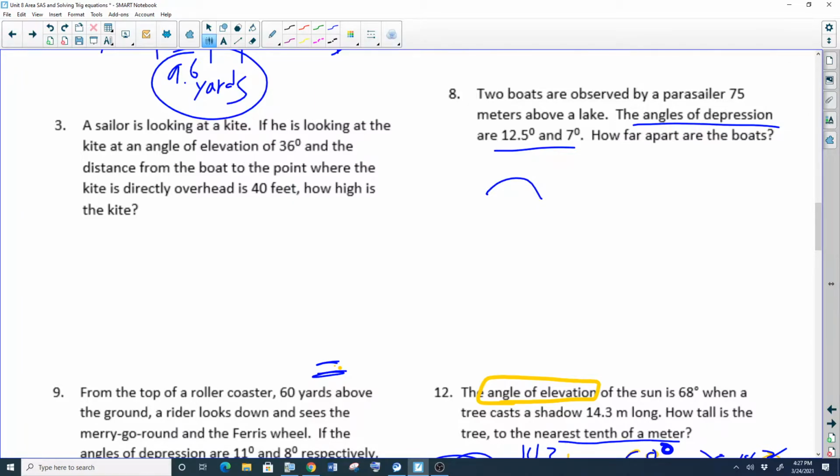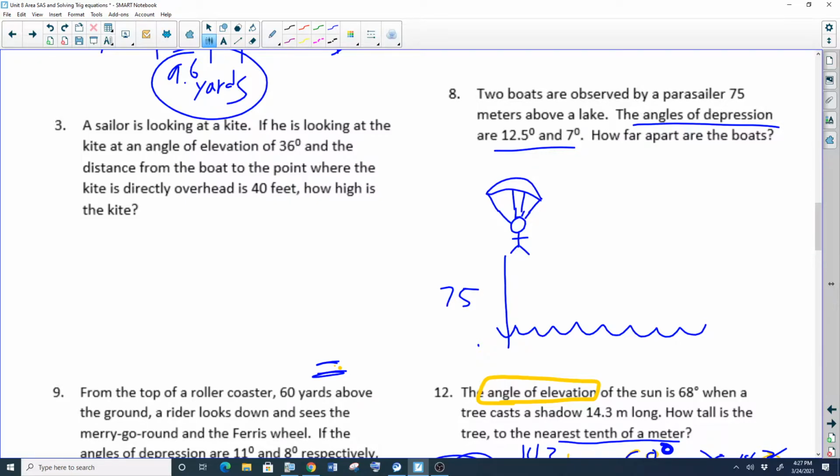So here's our parasailer there, if I can draw maybe kind of a good one. There we go. By his head. Okay, so he's parasailing above, so 75 meters above the lake. So here's 75 meters above the lake. Okay, so let's see here. And the angles of depression are 12.5 and 7. How far apart are the boats?